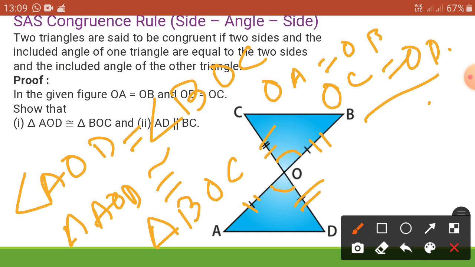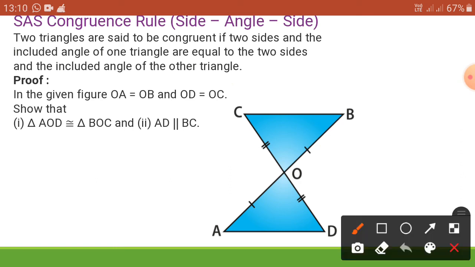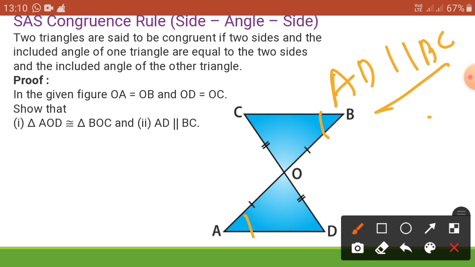Got it? Now the second part is we have to prove that side AD is parallel to side BC. In congruent triangles AOD and BOC, the corresponding parts of the triangles are equal. So we can write angle OAD is equal to angle OBC, and these form a pair of alternate angles for line segments AD and BC. Therefore the sides AD parallel to BC here. Got it?